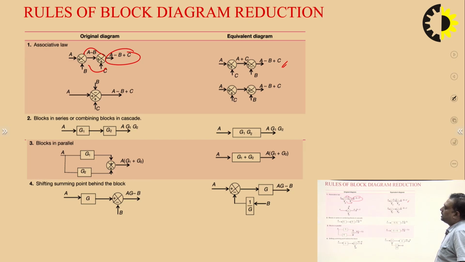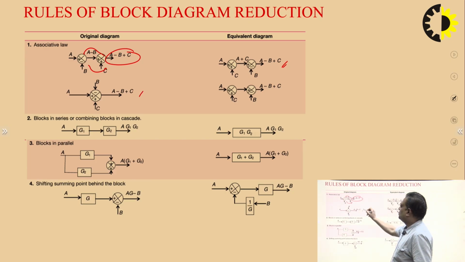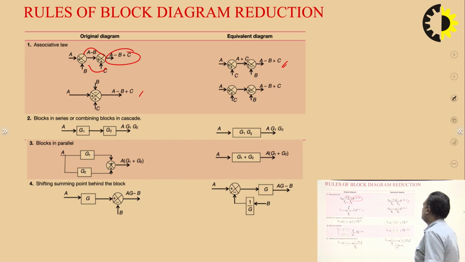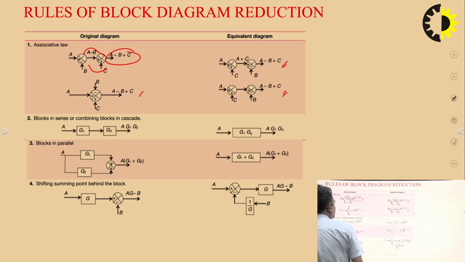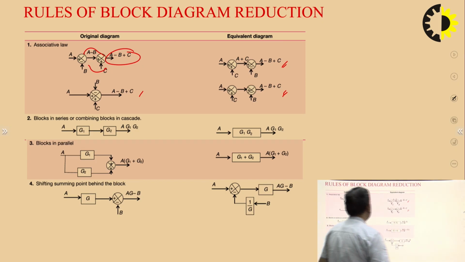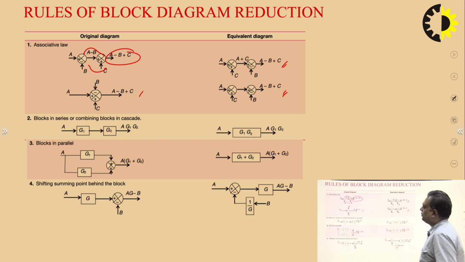Okay. And another example is this, you are getting the output A minus B plus C, and similarly you are having the output A minus B plus C. So you can say it follows the associative law.